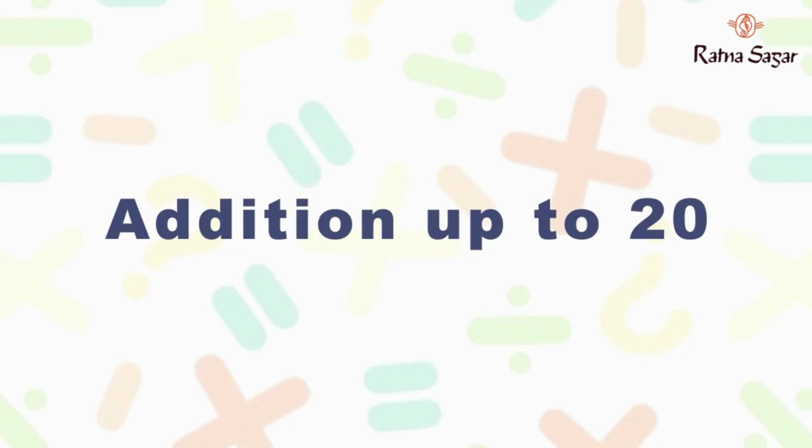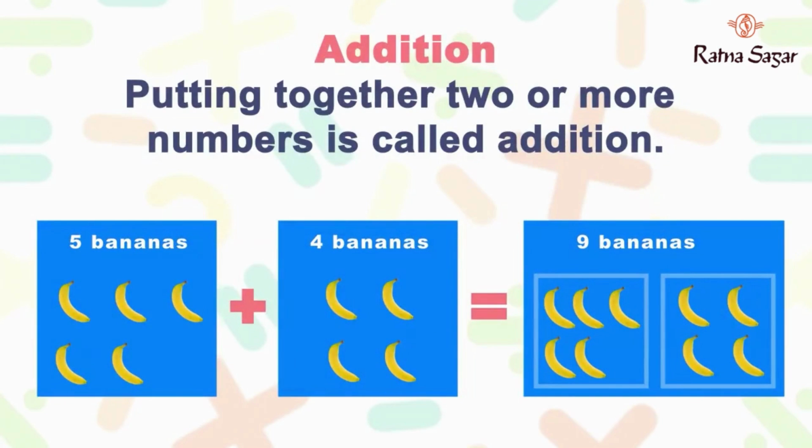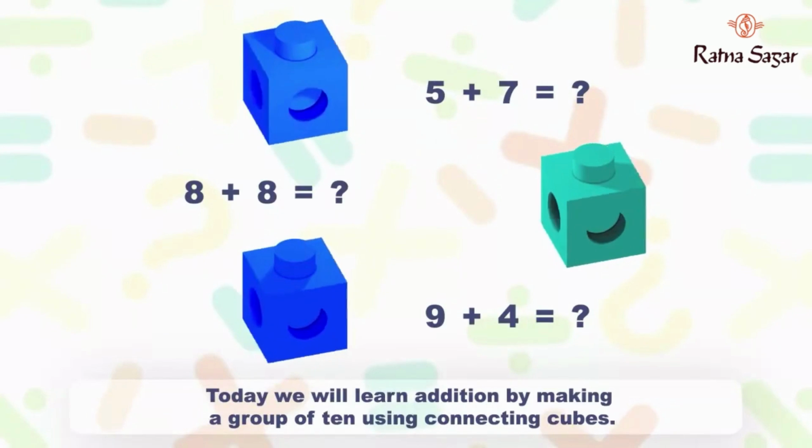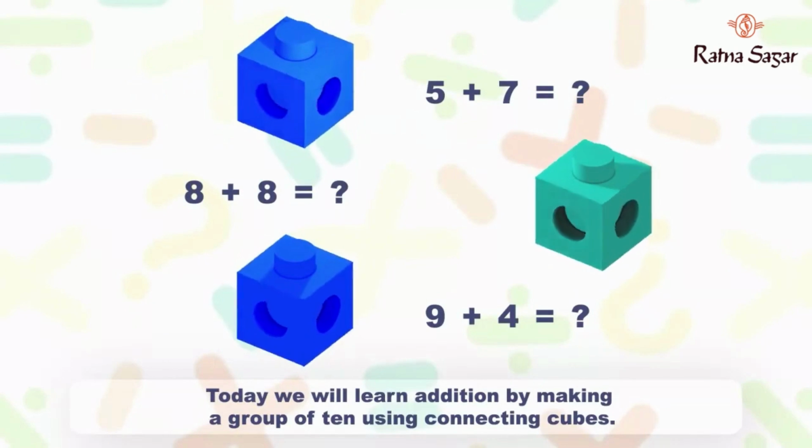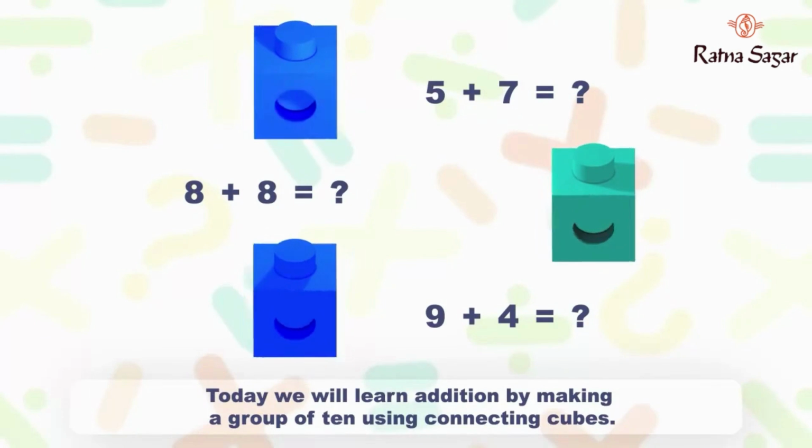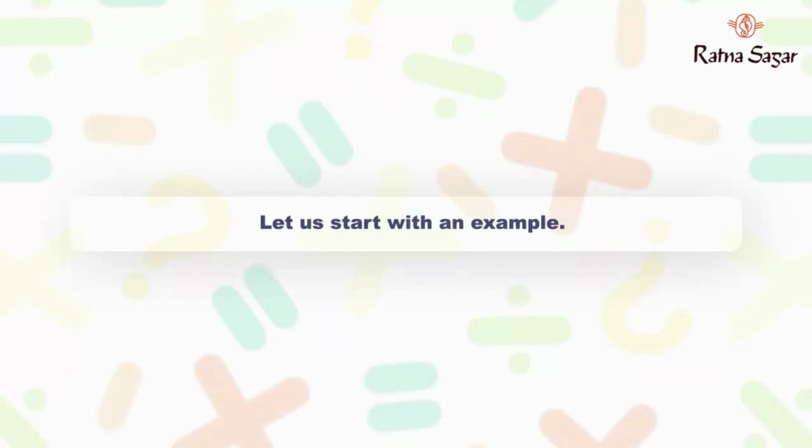Addition up to 20. Addition. Putting together two or more numbers is called addition. Today we will learn addition by making a group of 10 using connecting cubes. Let us start with an example.